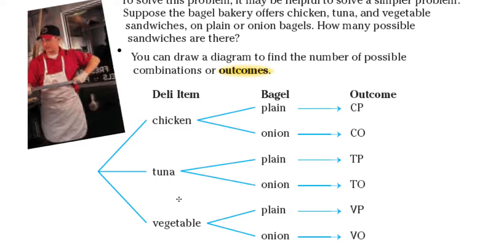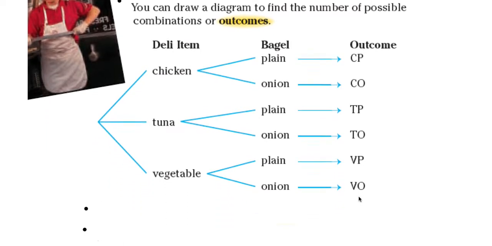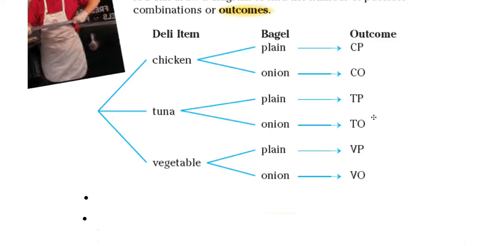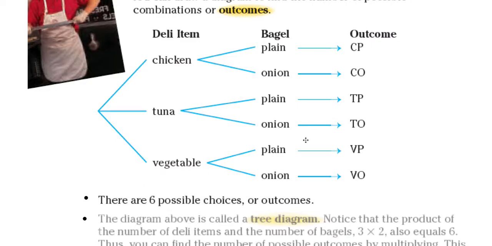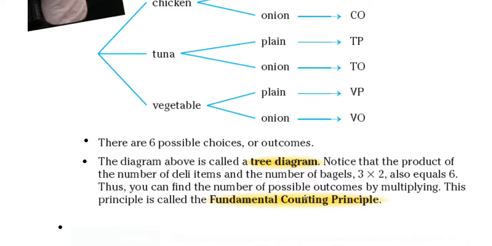If you create a tree diagram using the deli item first, chicken, tuna, and vegetable, and then the type of bagel, plain or onion, you have the possible outcomes: chicken and plain, chicken and onion bagel, tuna and plain, tuna and onion bagel, vegetable and plain, vegetable and onion bagel. All you need to do is count the number of outcomes. There are 6 possible choices, or 6 outcomes. This is what we call a tree diagram.